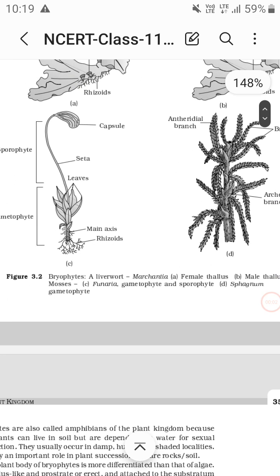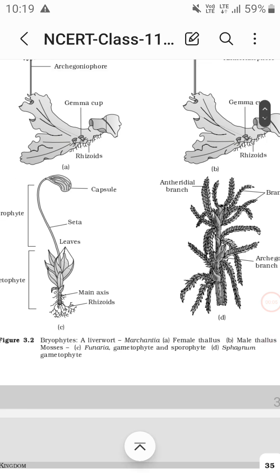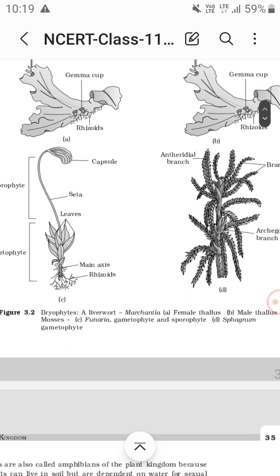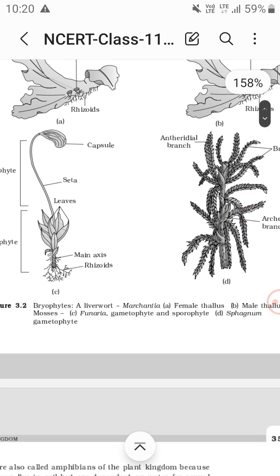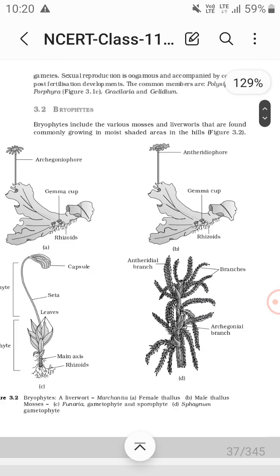Division bryophyte, there is bryophyte, a liverwort. Example is Marchantia. Now it has female thallus and male thallus. In the female thallus you see there is archegoniophore, and then having the gemma cups, and there are unbranched rhizoids, and in the male thallus you see there is antheridiophore, that is gemma cup, and then rhizoids.